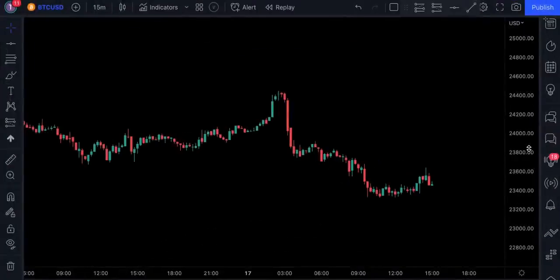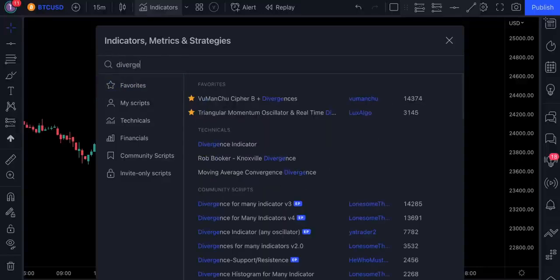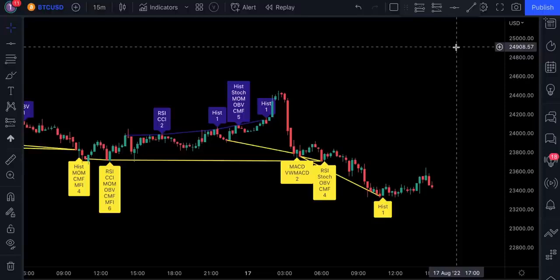So the main indicator this strategy is based on is called Divergence for Many Indicators V4 by Lonesome the Blue. This tool is very popular, it's got over 13k likes. It basically searches for divergences on chosen indicators such as RSI, MACD, MACD histogram, stochastic, CCI, unbalanced volume, VW MACD and Chaikin money flow.